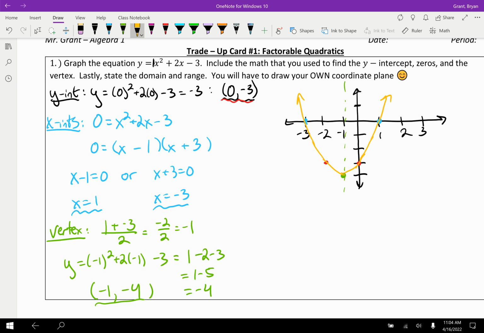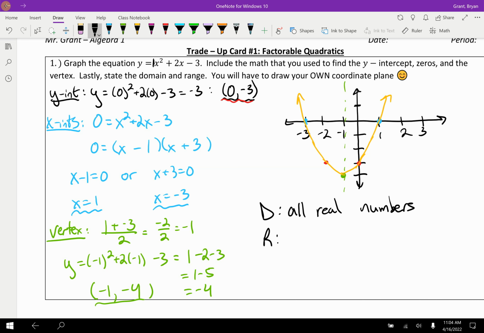Looks pretty good. Last but not least, we do need that domain and range. Our domain hopefully is second nature now. Our domain measures what we're allowed to substitute into the equation. We can put any number in for x we want. You could also think of it as the width of our graph, and parabolas do get infinitely wide, so we say the domain is all real numbers.